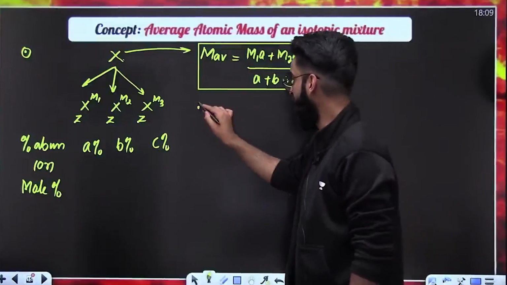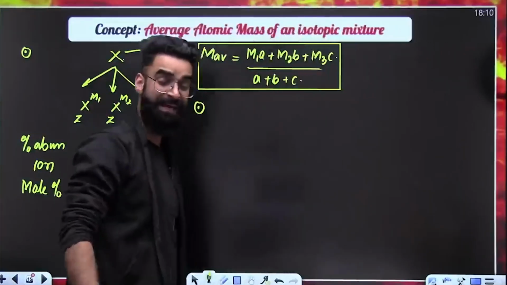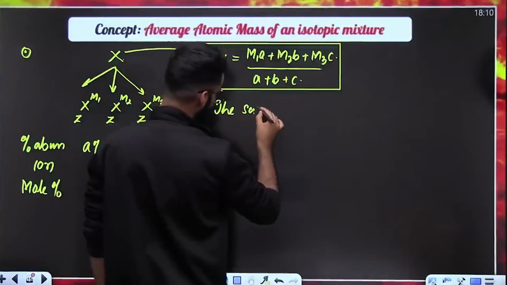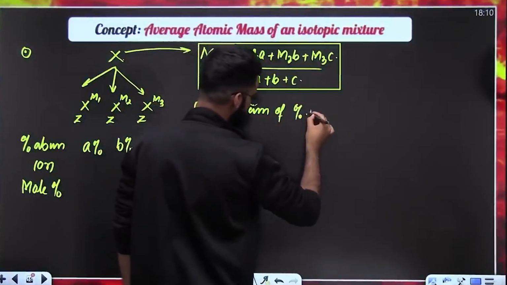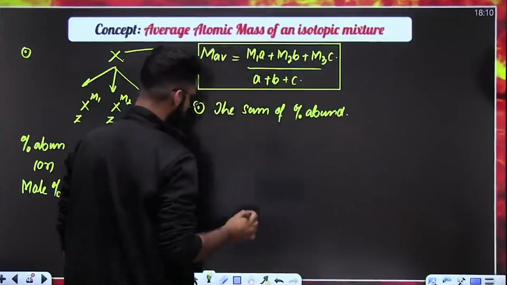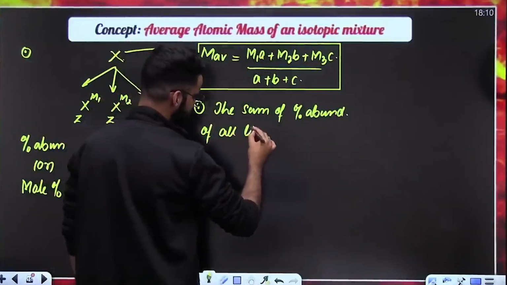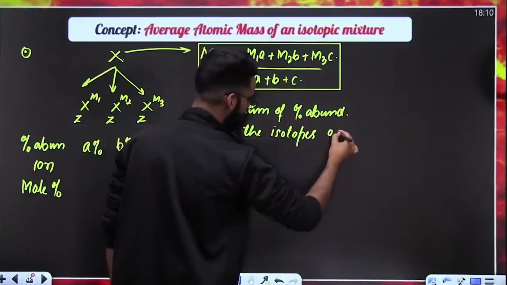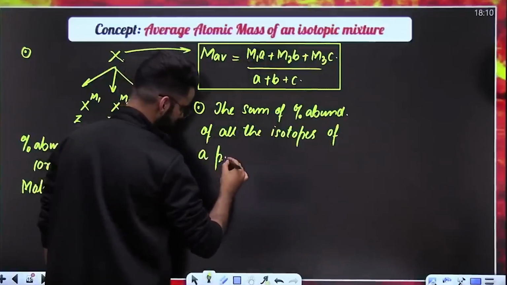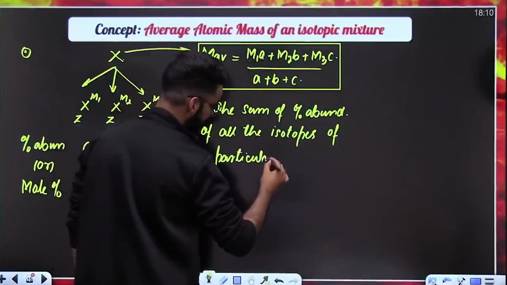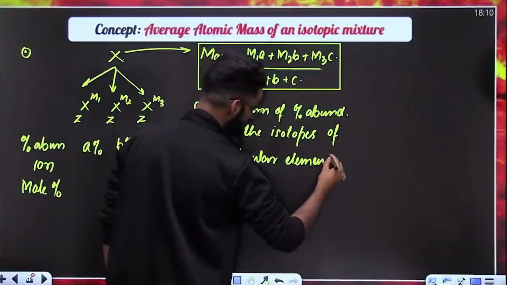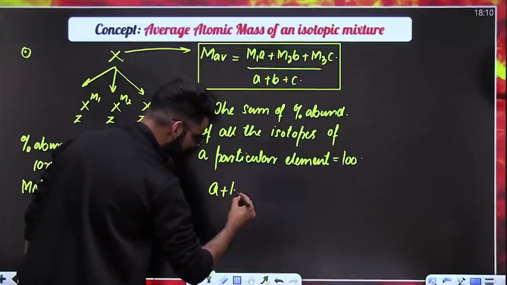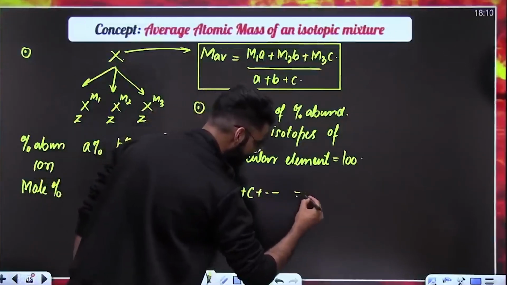Okay. Now the point is, what is meant by this percentage abundance? Before talking about the meaning of the percentage abundance, let me tell you one more thing. Do remember the sum of percentage abundance of all the isotopes of a particular element is always equal to 100. What does that mean? That means A plus B plus C plus whatever are given is always equal to 100.